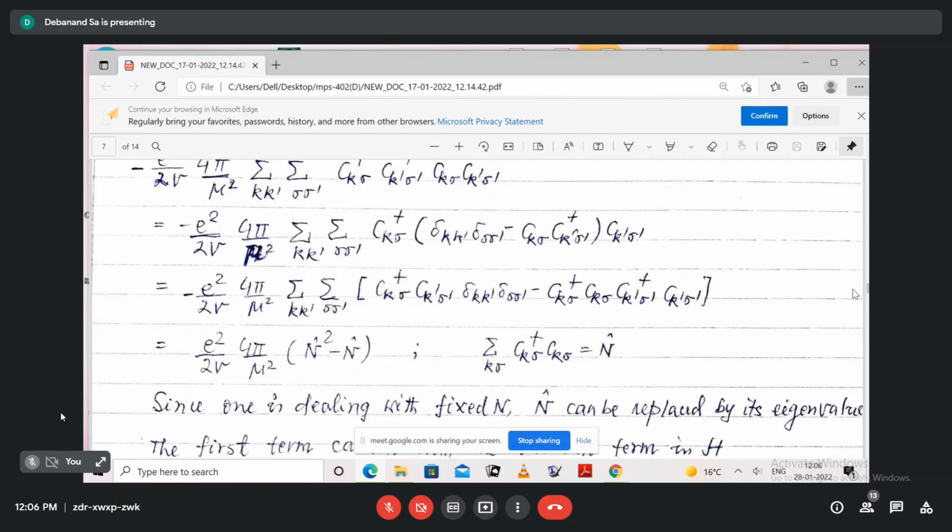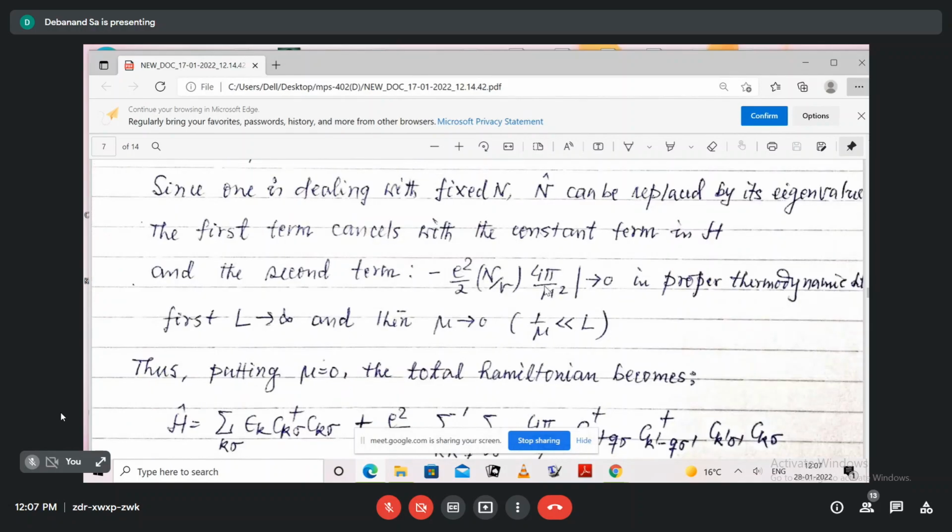With the minus sign, e square by 2 n by v 4 pi by mu square. So this is for q equal to 0. So the q equal to 0 Hartree term cancels with the bosonic term and the one term remains, and this remaining term I'm saying you can take a proper thermodynamic limit where L goes to infinity first. And then take mu goes to 0 and 1 by mu is much less than L. In this limit, this term goes to 0.